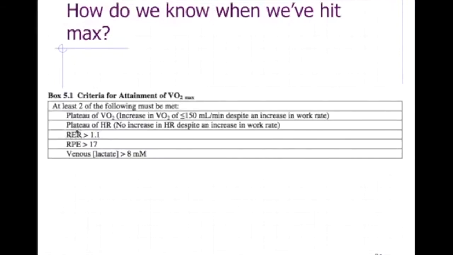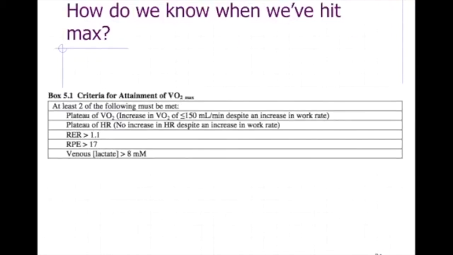We're going to go into the respiratory exchange ratio in just a minute, but if our respiratory exchange ratio is greater than 1.1, then we can call it hitting our max exercise or our max oxygen consumption. RPE, many of you know from previous classes, is the rate of perceived exertion on a Likert scale from 6 to 20. We need them operating at least at a 17 up to 20 to say that we are hitting our maximum oxygen consumption. And then our lactate levels.